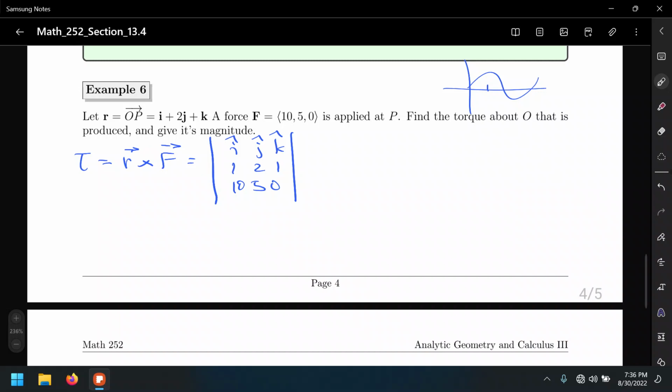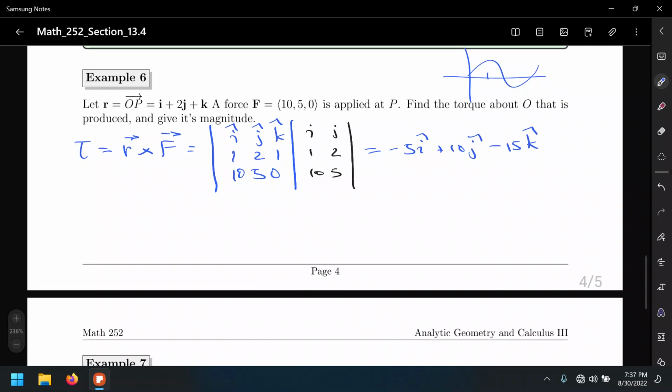Okay, so again, the trick here is to repeat the first two columns, but again, just to save time, I'll give you the result of this vector. That should be the vector negative 5i plus 10j minus 15k. All right. In this case, they're asking us to find the torque, and it's the magnitude, not just the torque vector, but rather its magnitude. So the magnitude of tau is the square root of negative 5 squared plus 10 squared plus negative 15 squared. And this should give us the square root of 350.